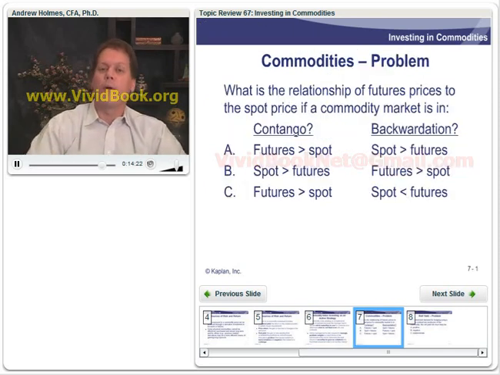So a couple of questions to follow on this. What's the relationship of the futures price to the spot price if a commodity market is in contango versus backwardation? Very basic definitions here, so think about it real quick. Contango means what? Backwardation means what? Contango means that the futures price is greater than the spot price, and backwardation is just the opposite: spot is greater than the future. And then how do we get these two situations is the next question.